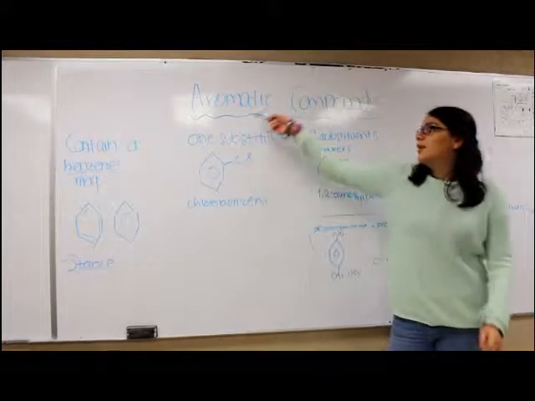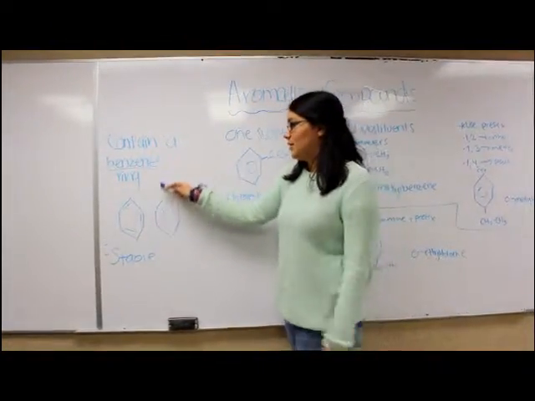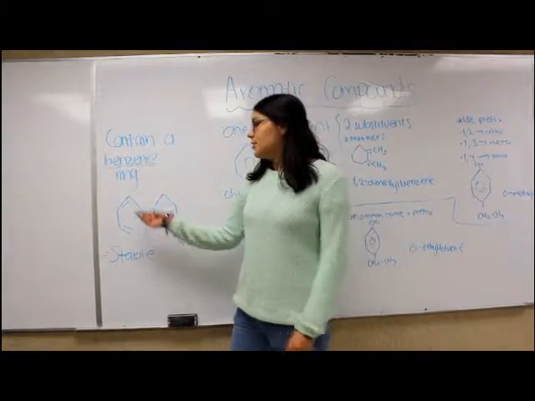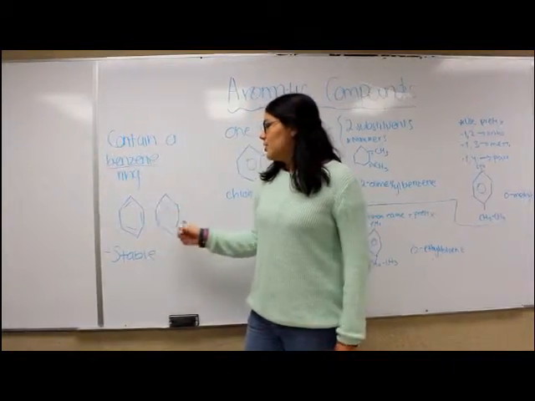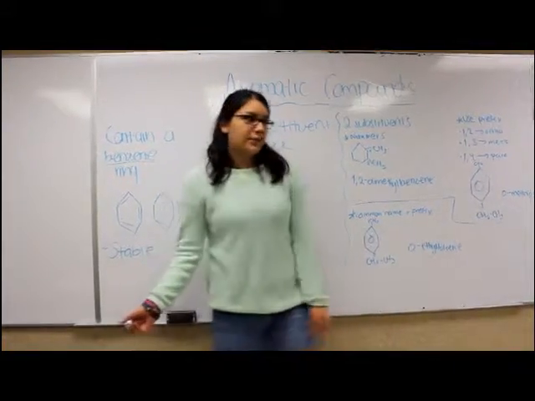Okay, now we're going to talk about aromatic compounds. Aromatic compounds are the compounds that have a benzene ring. They can be written in this form, putting the bonds, or in a circle because the bonds are constantly moving. They are very stable.